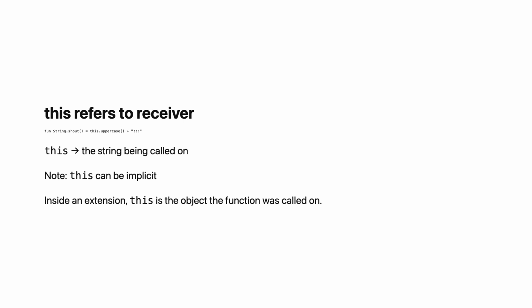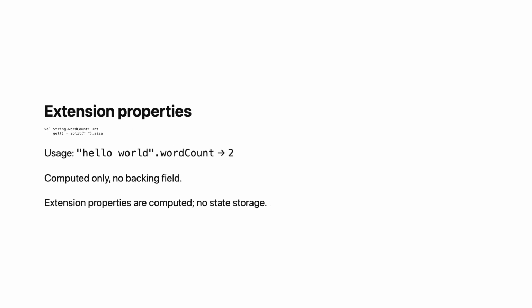You can also add properties to existing classes. val String.wordCount: Int get() = this.split(" ").size. Now you can write "hello world".wordCount and get 2. Extension properties cannot have backing fields. They must be computed. There is no place to store state. Extension properties are getters, optionally with setters; they compute a value from the receiver. Use extension properties when the value feels like an attribute rather than an action.